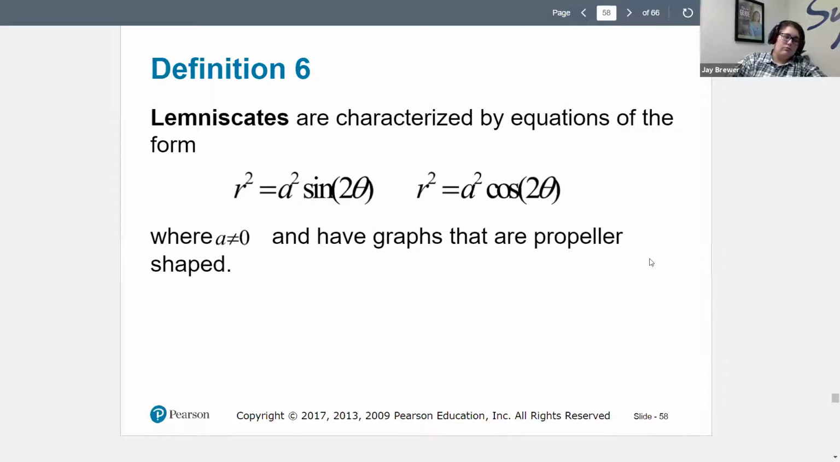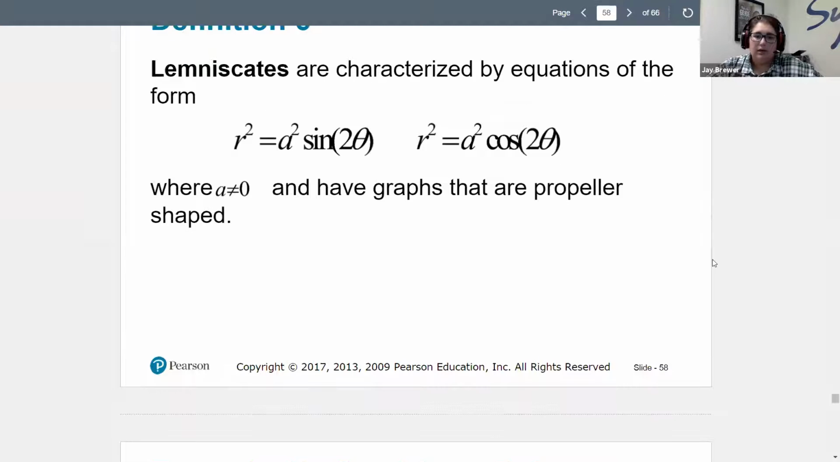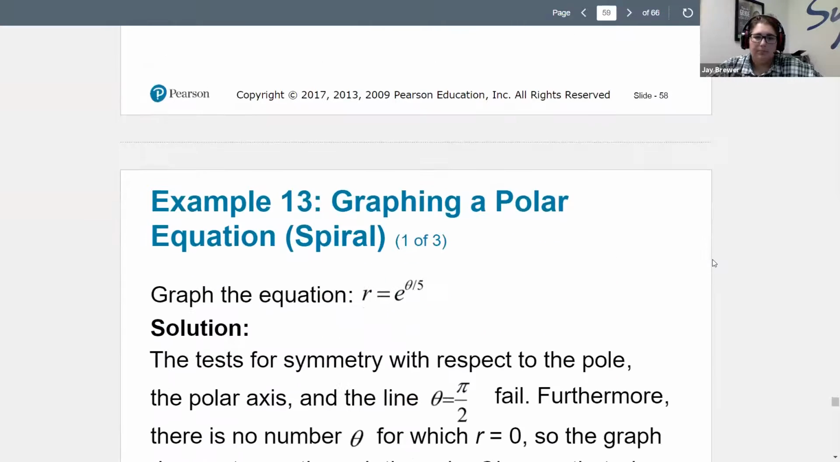Okay, so, but can a propeller also have 4 sides or 3? I don't know. I would go with the infinity symbol. I guess it depends on what they look like.